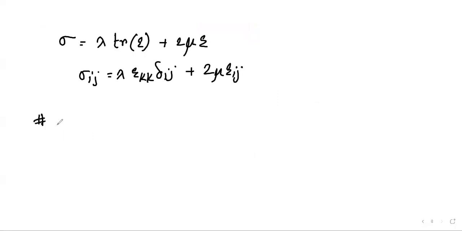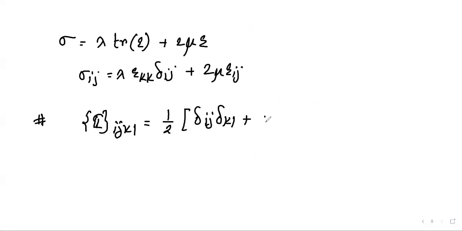Another thing that we need to know is the general form of a fourth order isotropic tensor, that is, ijkl takes the form in terms of Kronecker deltas: delta ij delta kl plus delta ik delta jl, sorry, delta il delta jk.